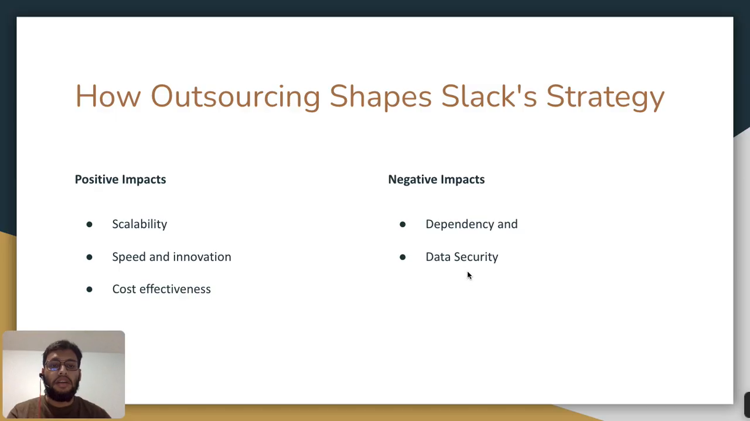Another negative issue that I have found is that there is also a constant risk to data security. Slack is trusting AWS with all of its data, every message, every file, every user login. A security failure at AWS would be a disaster for Slack. So while they outsource the infrastructure, the ultimate responsibility for data security still depends on AWS.